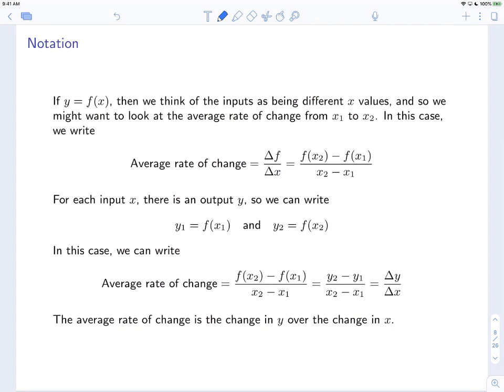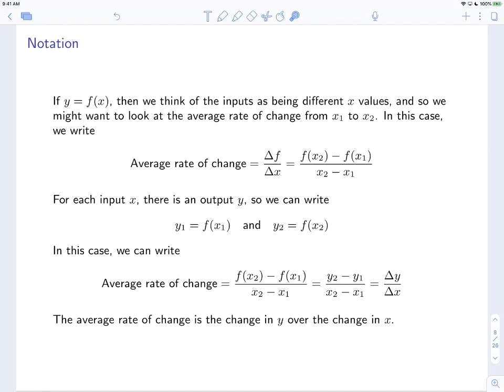Let's talk a little bit about notation. So if y is equal to f of x, then we think of the inputs as being different x values. And so we might want to look at the average rate of change from one x value to another x value. Since these are both x values that are unspecified, we call the first x value x1, or x sub 1, and the second x value we call x sub 2. So we use these subscripts to indicate that both of these numbers are input values, x1 and x2. These are both x values, so these are two inputs.